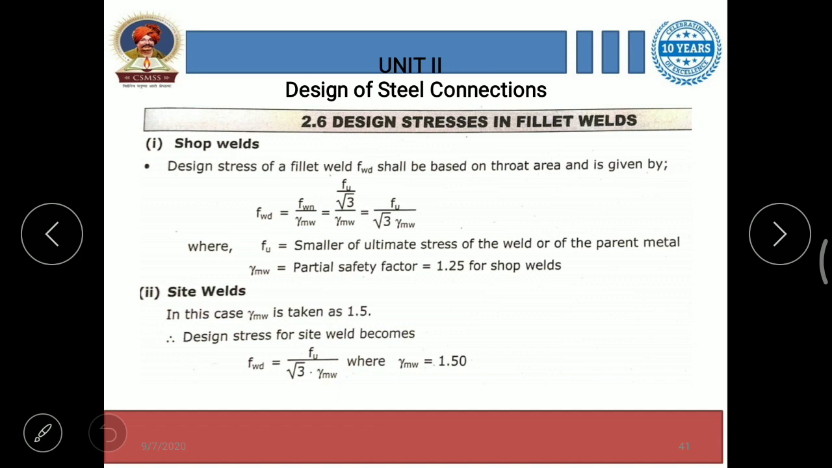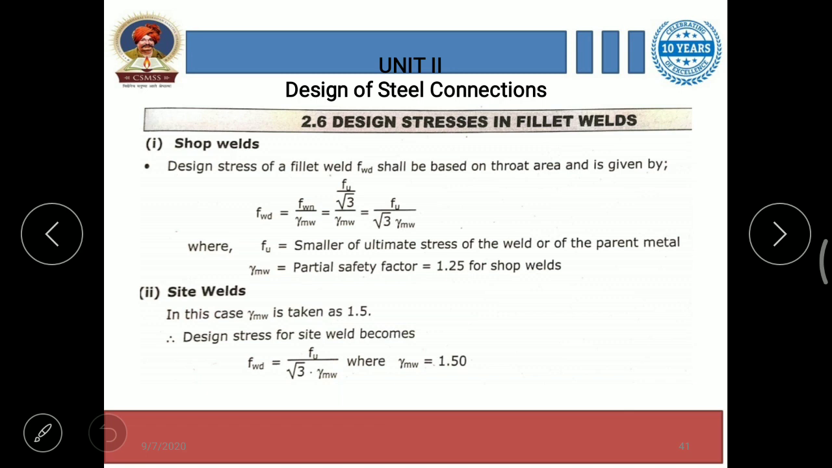Gamma MW is partial safety factor that we have already known, and its value is 1.25 for shop welds. It is very important. Partial safety factor for shop welds is 1.25, and for site welds it is 1.5.